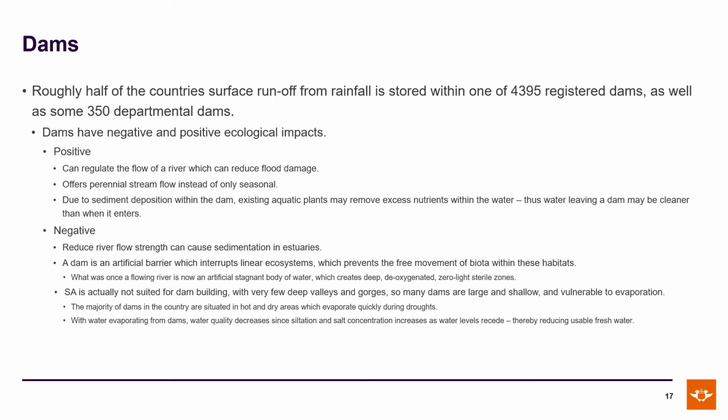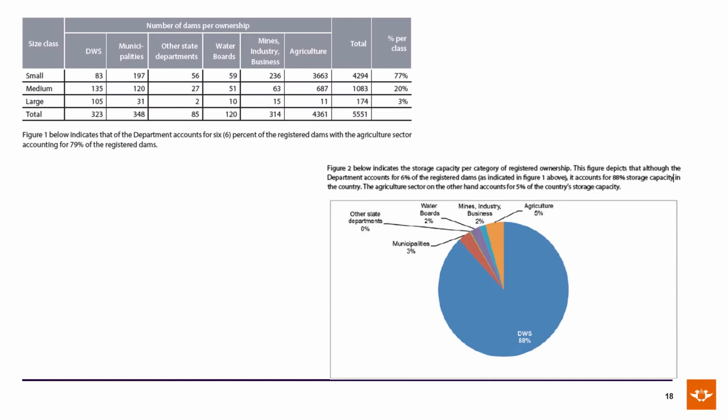With water evaporating from dams, water quality decreases, because as the volume of water decreases, there is an increase in the concentration of sediments as well as salts within that water. And so even though a dam might only be at 20 or 30% capacity and there's still water in there, that water might not be drinkable. That's why earlier I was saying that water is not about quantity, but it's about quality. And so as our dams evaporate, it reduces our availability of usable fresh water, not because of the physical decrease in water, but because of the decrease in the quality of that water.